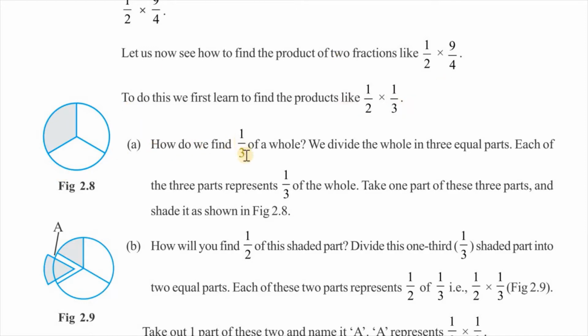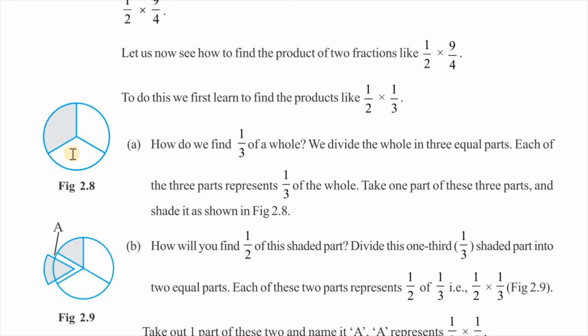First of all, how do we find 1/3 of a whole? When we have a whole circle like this, how can we find 1/3 of it? We divide the whole into 3 equal parts. So here we have 1, 2, 3 equal parts. Now each of these 3 parts represents 1/3 of the whole. Next, take one of these 3 parts and shade it as shown in figure 2.8. Here we have taken one of these parts and shaded it grey.